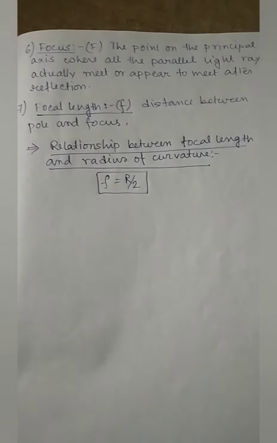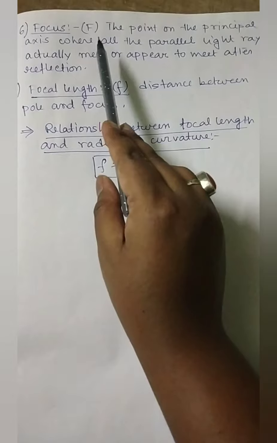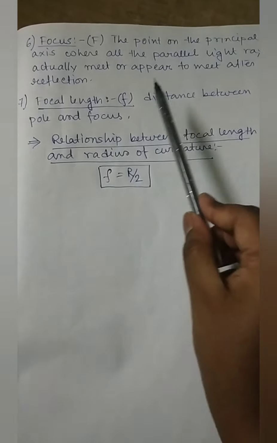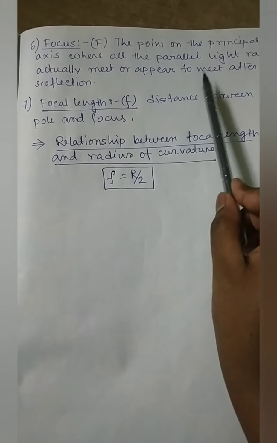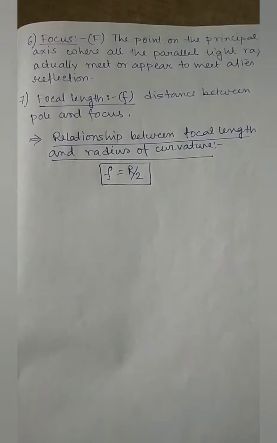Next, we come to focus. Focus is denoted by capital F. The point on the principal axis where all the parallel light rays actually meet or appear to meet after reflection is called the focus. Now let's see what is focus in case of concave and convex mirror.